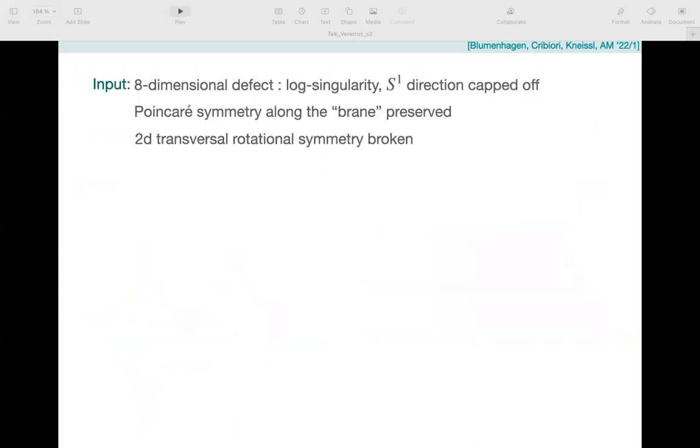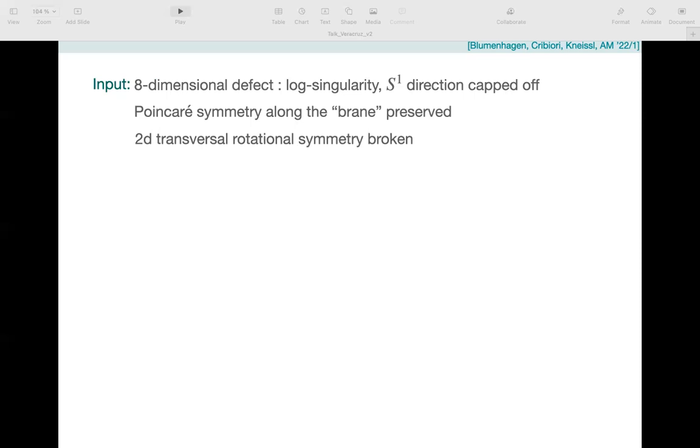So what is our input? The input is we need an 8-dimensional defect. Why do we need an 8-dimensional defect? Because we have an S1 direction that is being capped off. We have this circle, a compact 1-dimensional object. This means that our cobordism group omega-1 is non-vanishing. And this means that we need a 10-1 dimensional object.